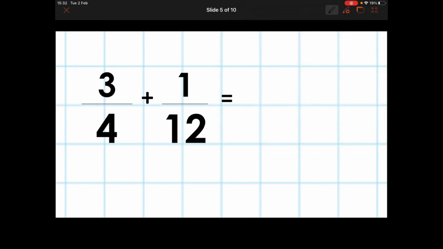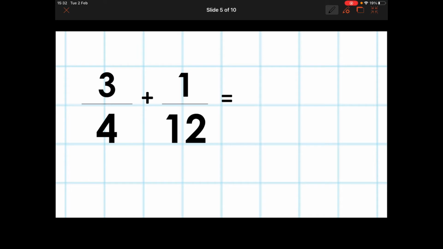Okay, another example. This time we have 3/4 add 1/12. Why not pause the video here and see if you can have a go at answering this question. When you're finished, come back, unpause the video, and we'll see how you did.